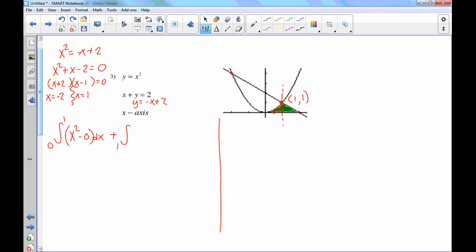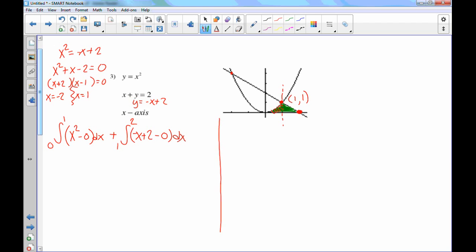What's the top curve? Yeah, so negative x plus 2, minus the lower. Upper curve minus lower curve is again 0. Okay, what is our upper limit here? What's the x value of that intersection? Yeah, it's 2. Because our slope is down 1, right 1, we can know that that's 2.